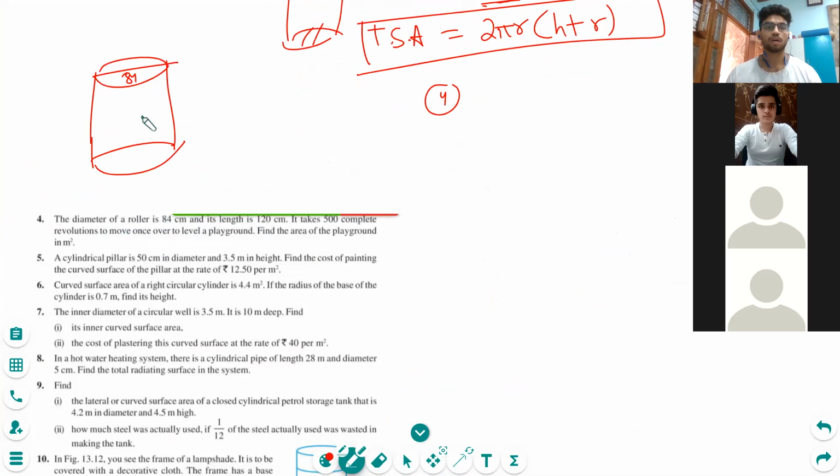If the diameter is 84, my radius will be 42, half of it. Now its length is 120. Length means height is 120. It takes 500 complete revolutions to move once over to level a playground. Find the area of the playground.